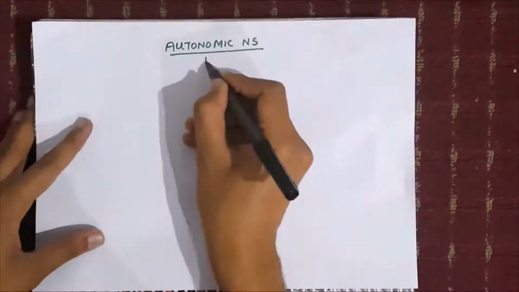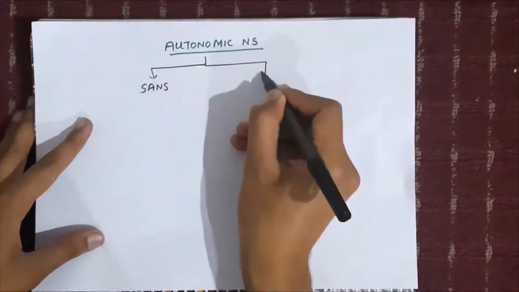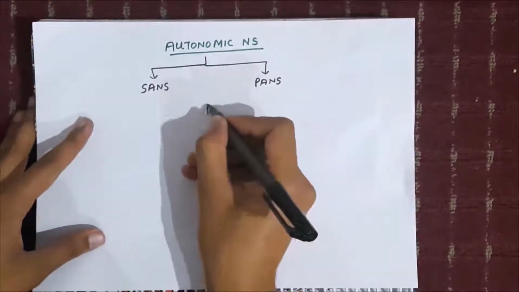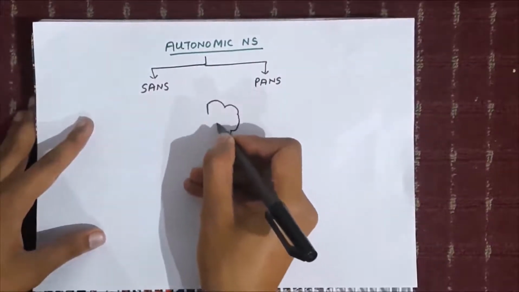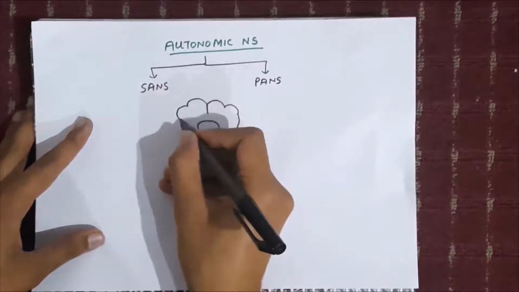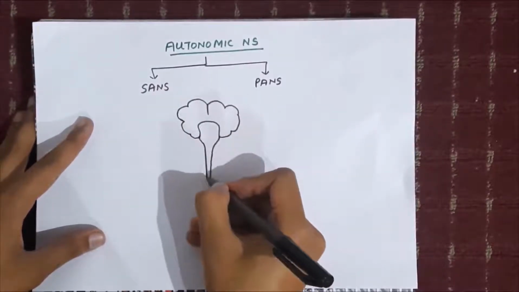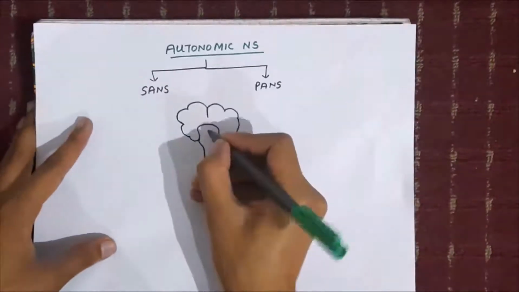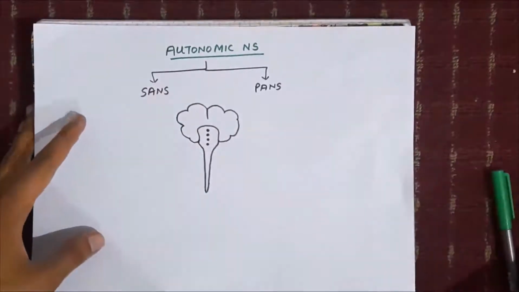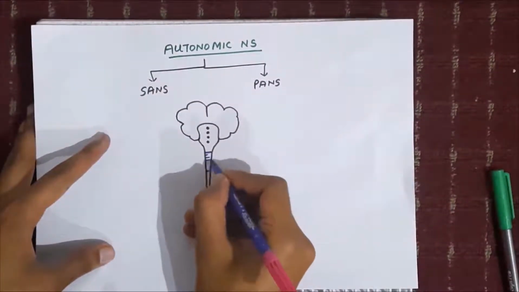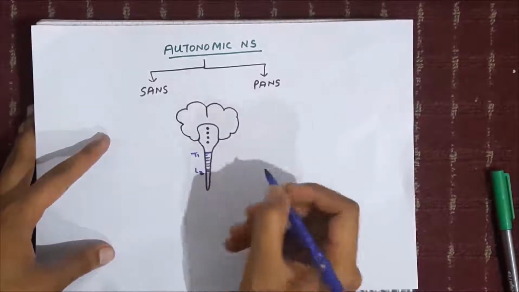In this section, we are going to have a discussion of autonomic nervous system. It can be divided into sympathetic nervous system and parasympathetic nervous system. So if this is a rough diagram of the brainstem and the spinal cord, this is the brainstem, which contains nuclei of cranial nerves, and this part of spinal cord is from T1 to L2.